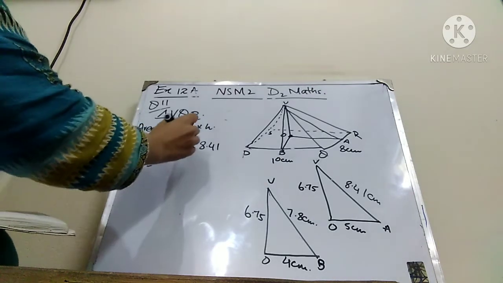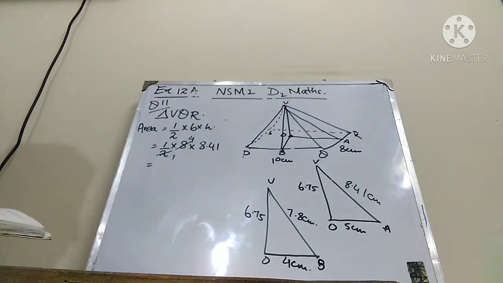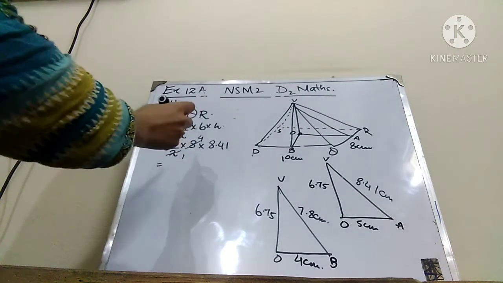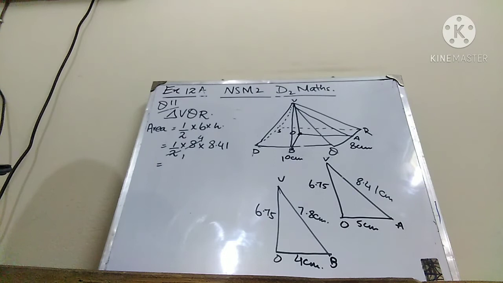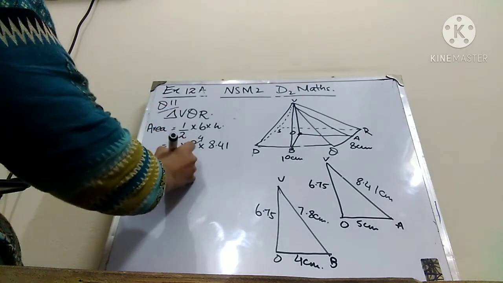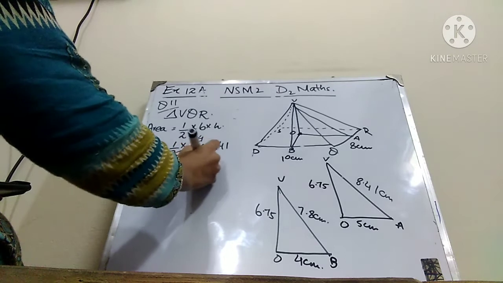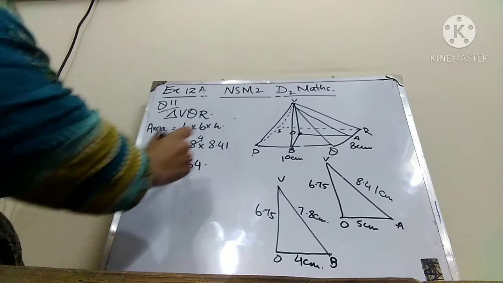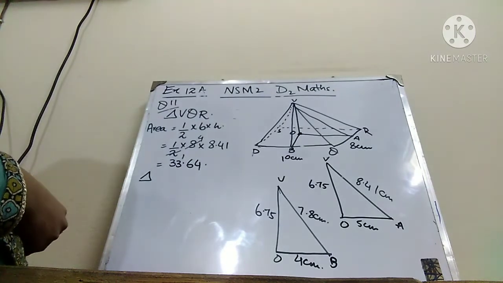So 2 1s are 2, 2 4s are 8. Now 2 1s are 2, 2 4s are 8, so I will multiply 4 with 8.41. So I will get 33.64.